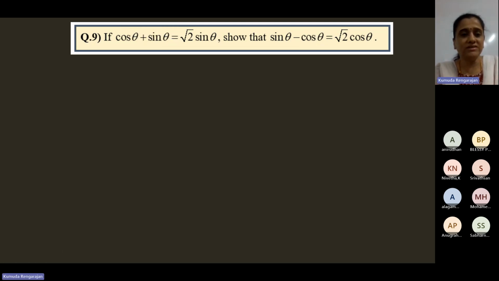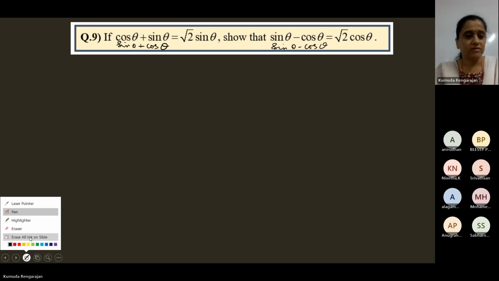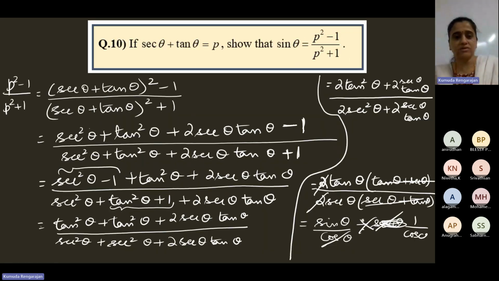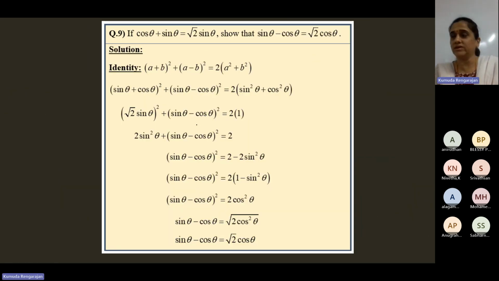Here, you can regard this as sine theta plus cos theta, right? Because a plus b, b plus a, both are the same, right? So you can treat this as sine theta plus cos theta, and this is sine theta minus cos theta. So what is a? Sine theta, b is cos theta. So here you can use the identity. So this question involves sine theta and cos theta, and we can use that identity because you can assign sine theta to a and cos theta to b. So see here. Okay, so that's how we have done this.